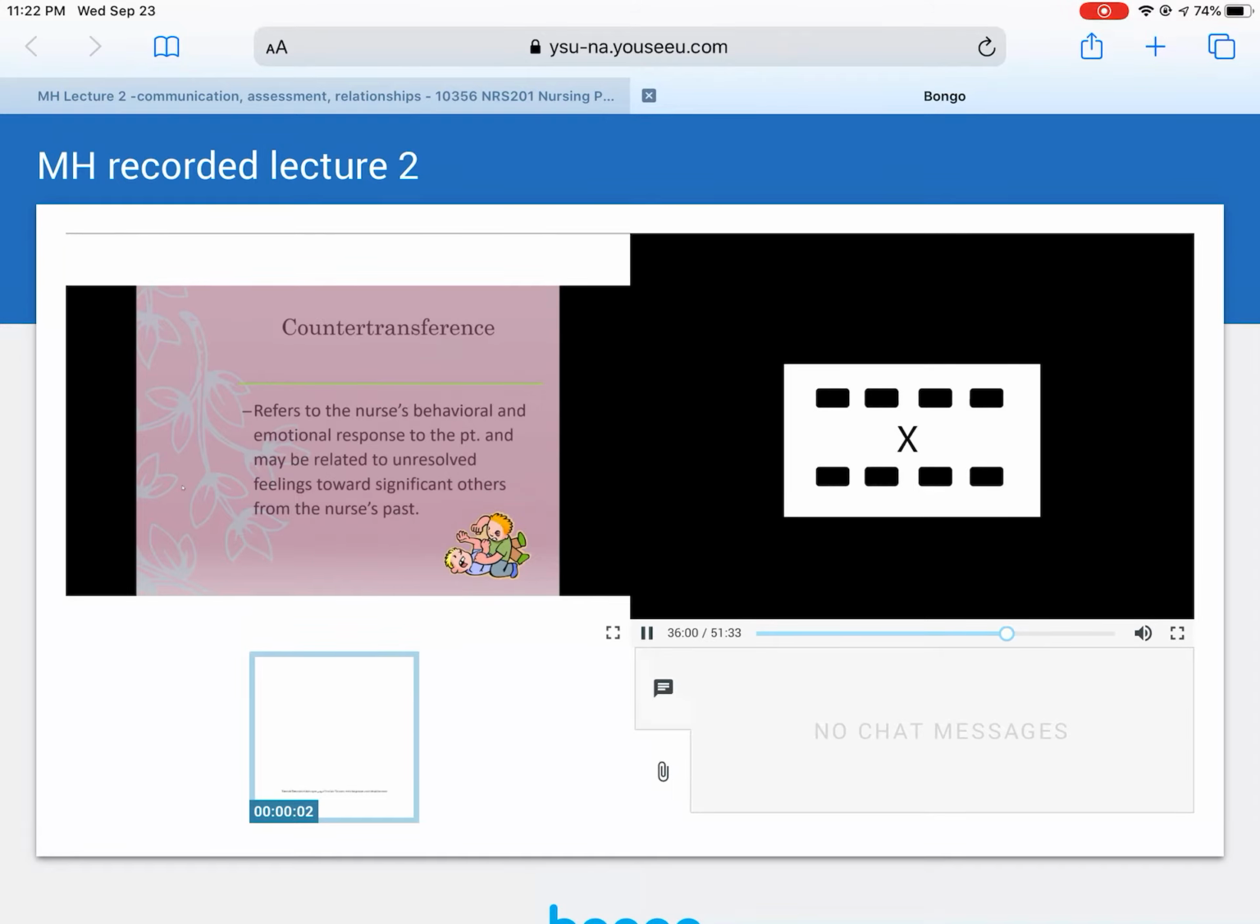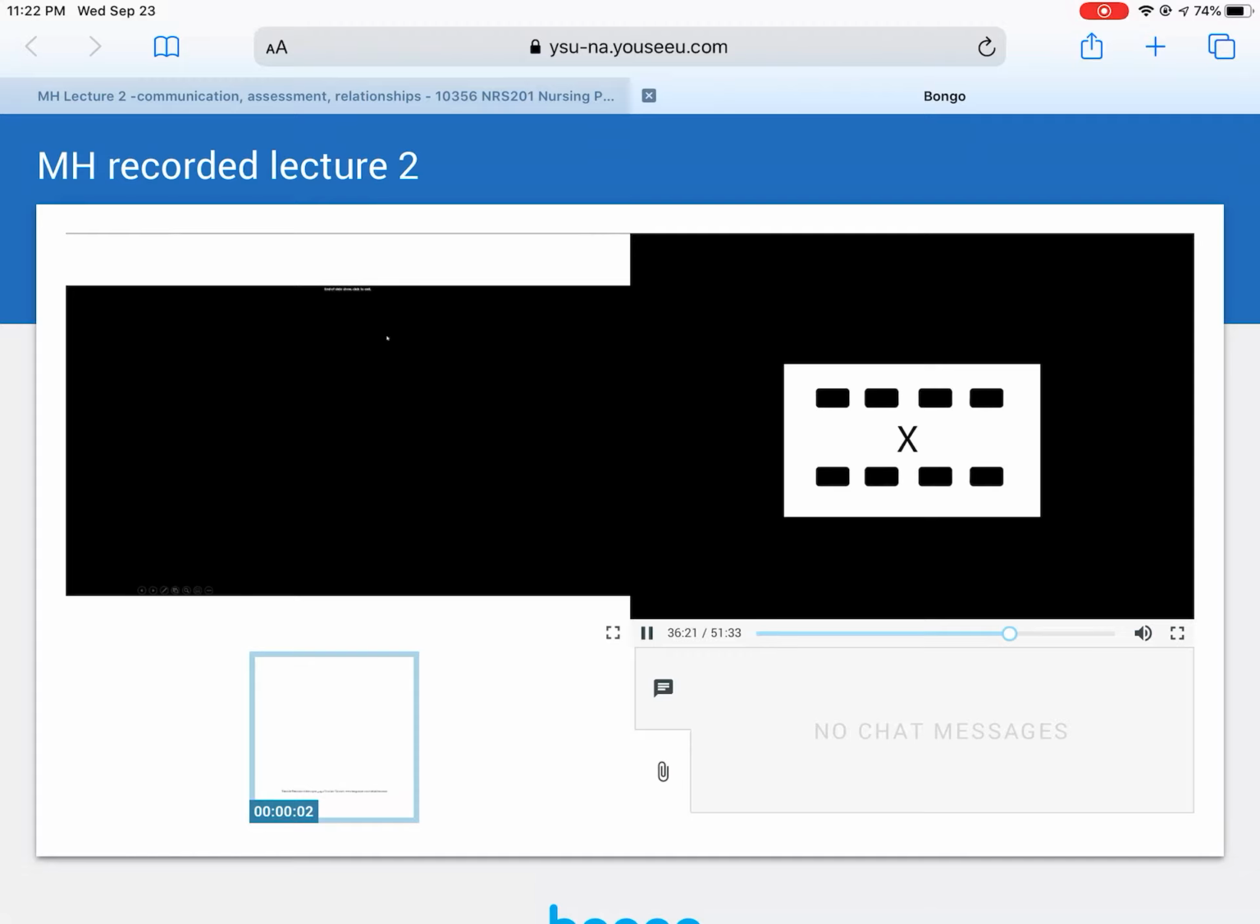Countertransference is where we do it to the patient. So I may be working with somebody and I don't like them because they remind me of my brother who was a pain in the neck, and I say to the nurse, "Hey, can we switch patients? Because I can't stand this guy. He reminds me too much of my brother." So switch patients or you may need to switch units. That was a quick one, right?